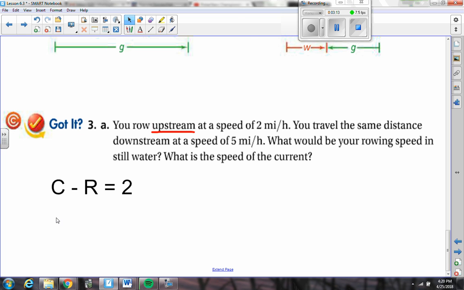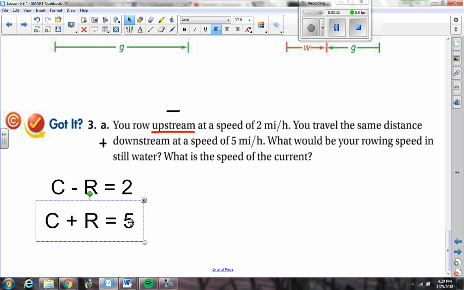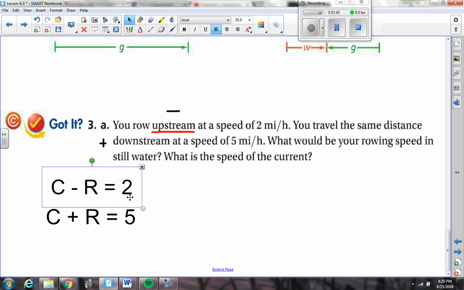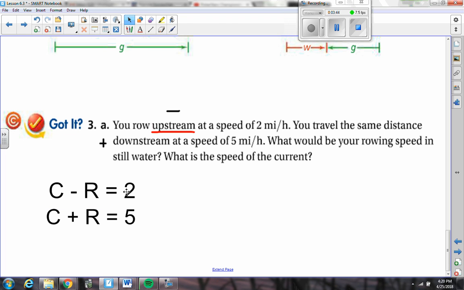And then, of course, my canoe speed plus the speed of the river, meaning they're working together, means I'm going downstream. So upstream means minus, downstream means plus, just to be clear. And I'm told that my speed going downstream is 5 miles an hour, so I'll do C plus R equals 5.